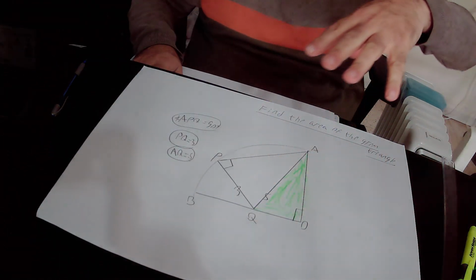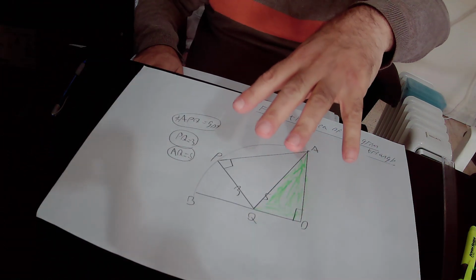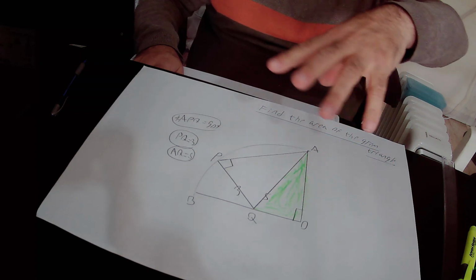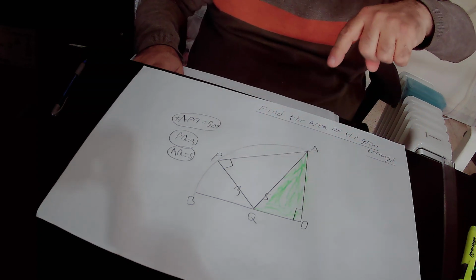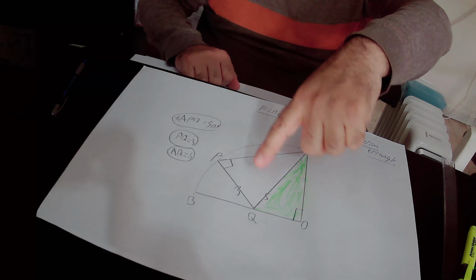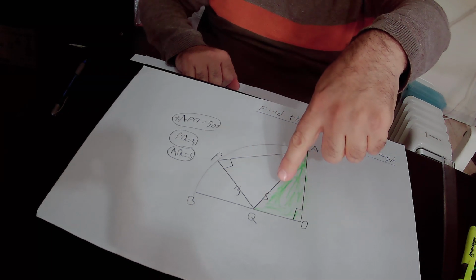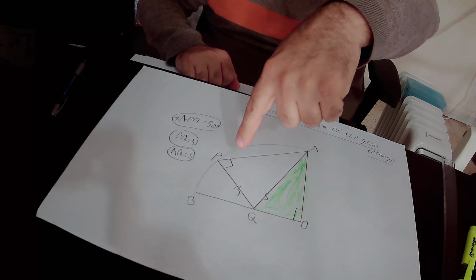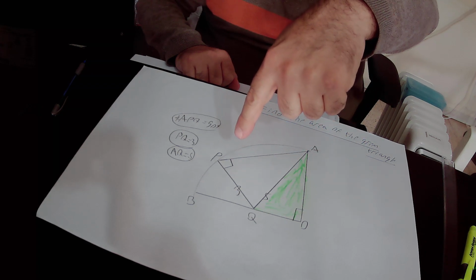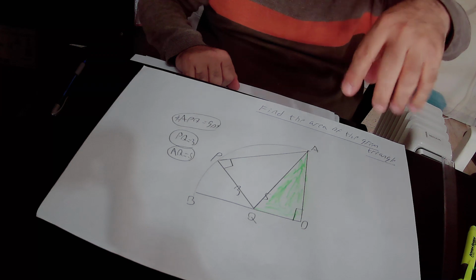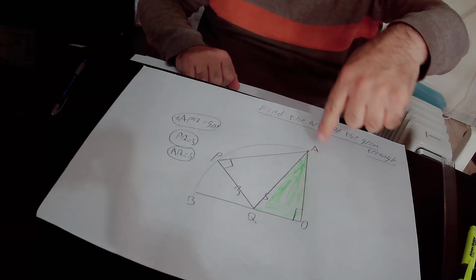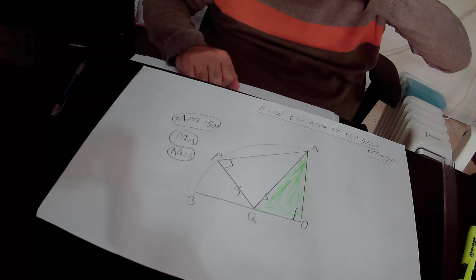Hello, in this lecture we find out the area of the green triangle. In the drawing we have a quarter circle, BOA is a quarter circle. Inside the quarter circle we have line segment PQ that is equal to 3 units, line segment AQ equals 5 units in its length, and this angle APQ equals 90 degrees. Our mission is to find out the area of this green right triangle AOQ.